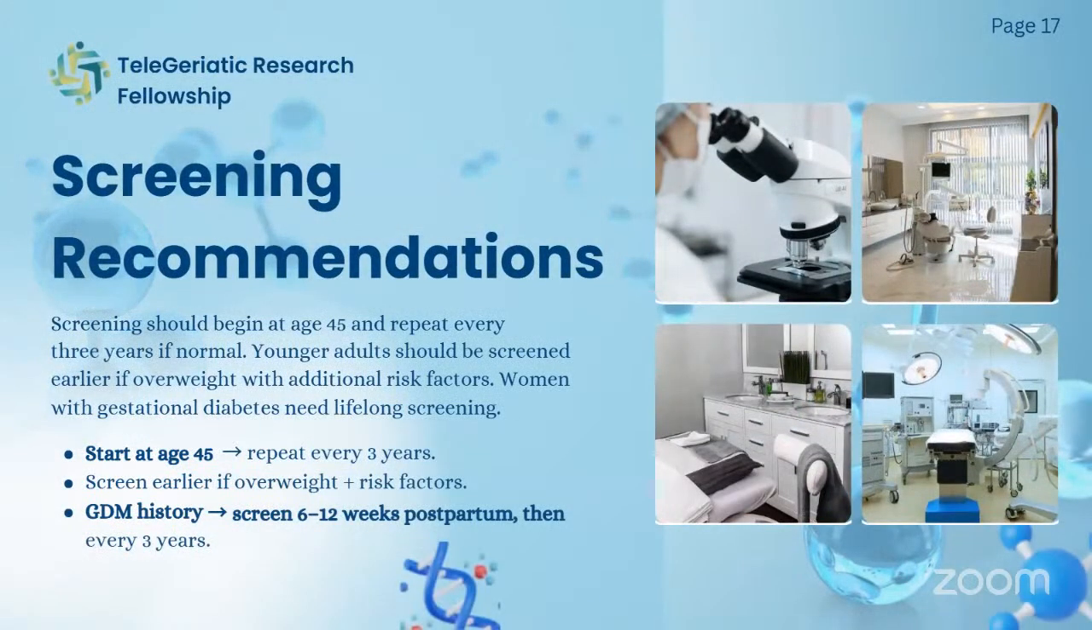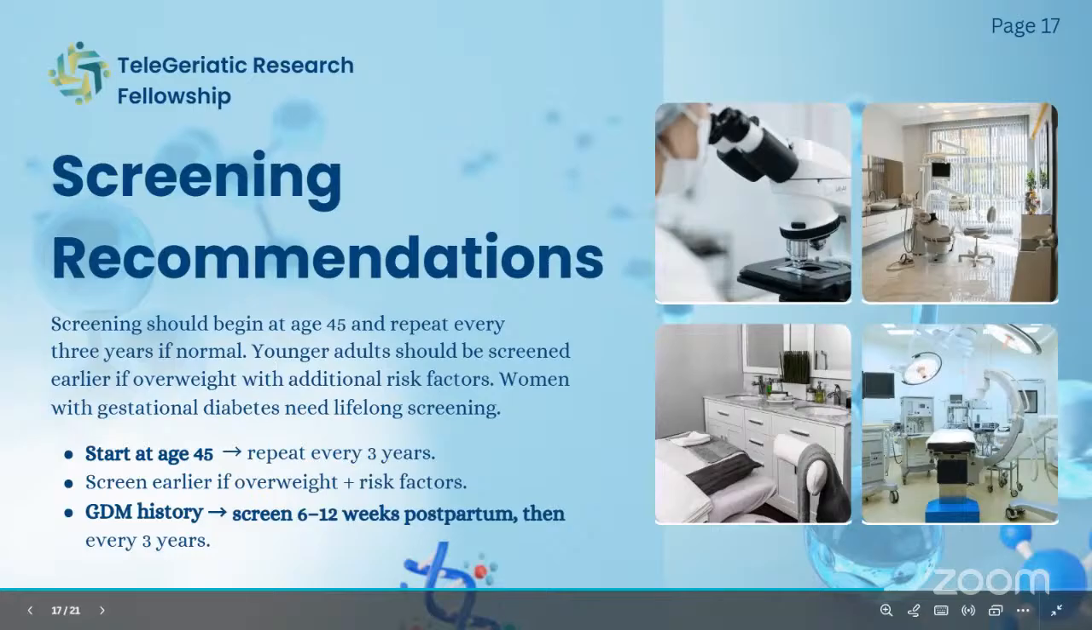Screening recommendation. Screening should begin at age 45 and repeat every 3 years if normal. Younger adults should be screened earlier if overweight with additional risk factors. And women with gestational diabetes need lifelong screening. So start at age 45, repeat every 3 years, and screen earlier if the patient is overweight and has risk factors. For gestational diabetes, first they will do screening within 6 to 12 weeks postpartum, and then every 3 years.